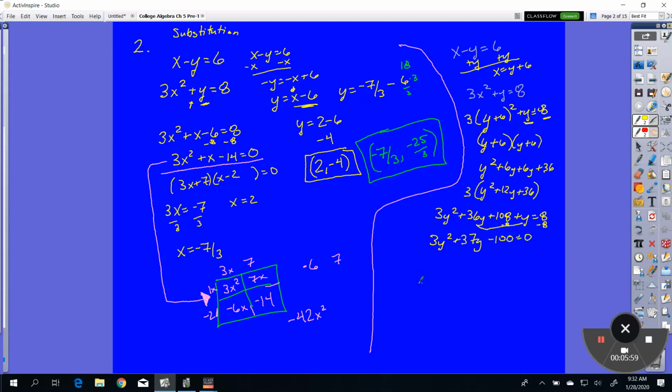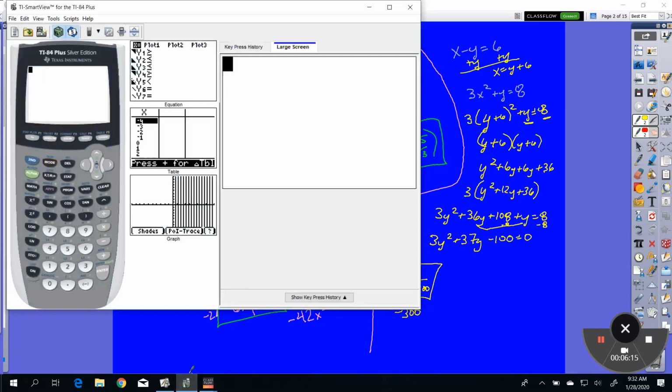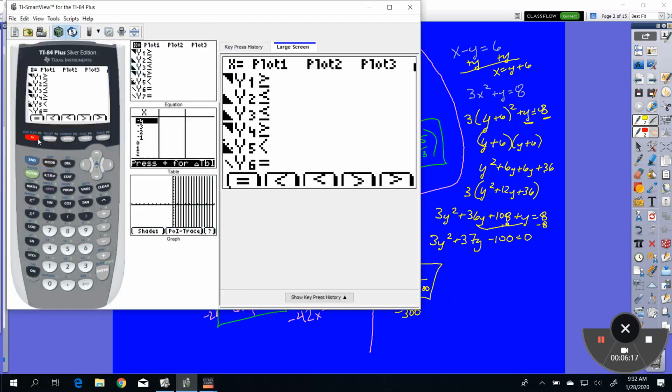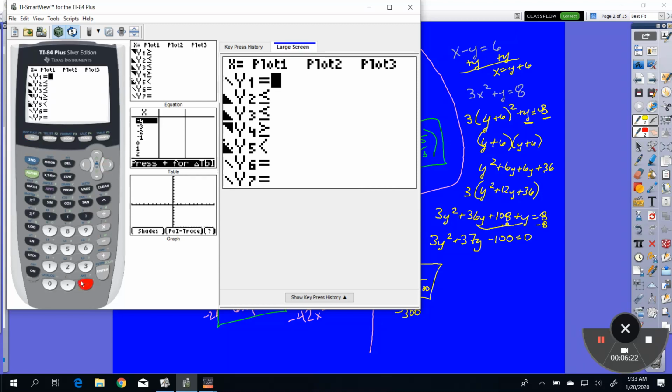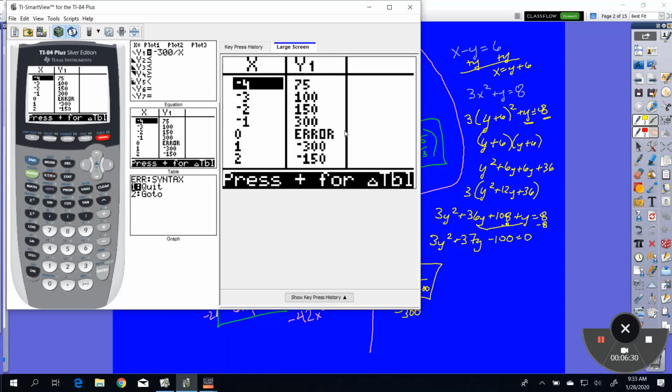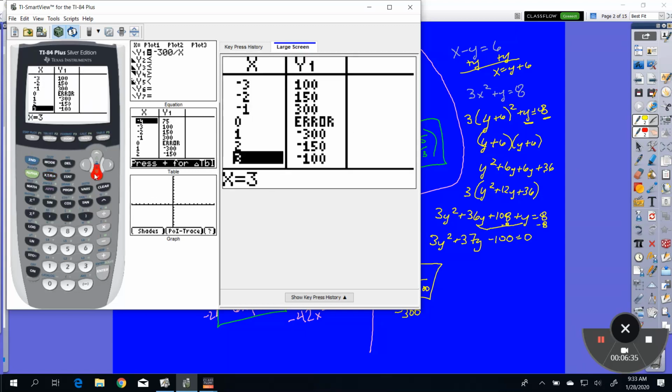So if I use the little box method, 3y squared, negative 100, so it has to multiply to be negative 300, add to be 37. So multiply to be negative 300, so I'm just going to go here, negative 300 divided by x, enter, second table. So these are the things that multiply to be negative 300. So I'm looking for some that add to be 37.